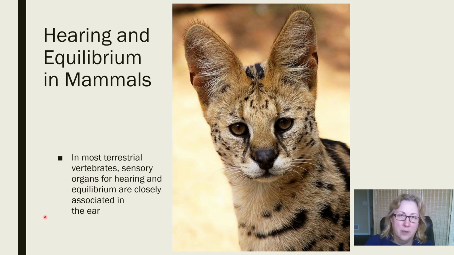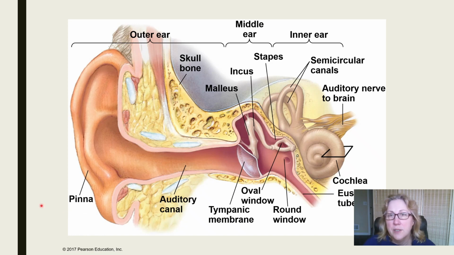All right, let's talk about exactly how the mammalian ear works, and then we'll talk about vision and a little bit about smell and taste as well in this video. So our ear has an outer ear, a middle ear, and an inner ear, and it's important to understand the distinction between these three areas.